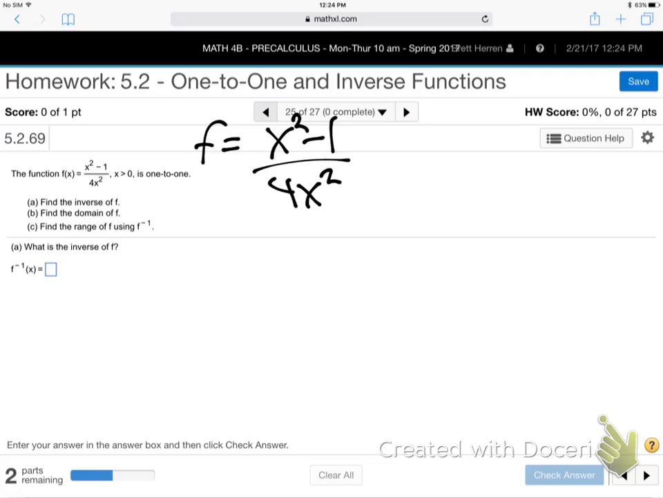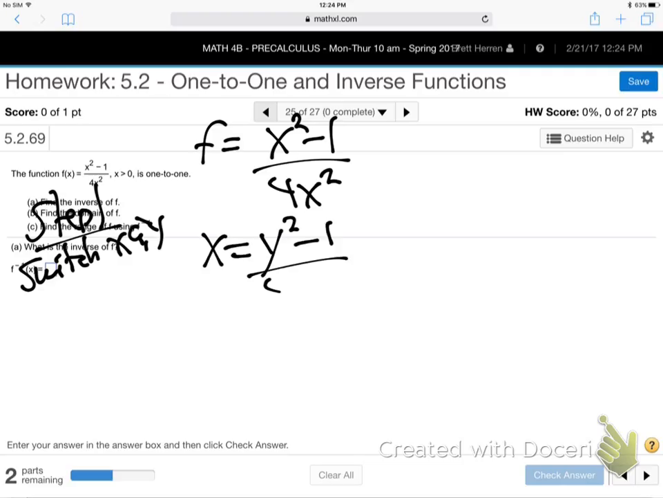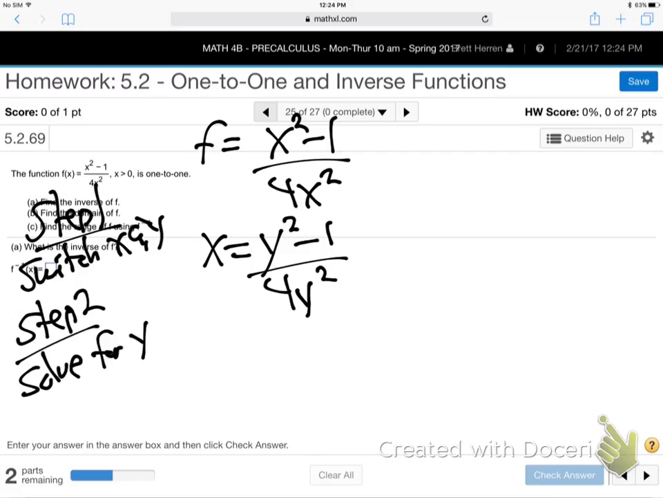All right. So switch x and y. Step 1, switch or invert x and y. So they trade. So this becomes x out here, y in there. And then same thing, cross multiply, right? Step 2 is solve. Step 2, solve for y. Because we've inverted, so now the y will be the inverse function when we solve for it. So go ahead and do that.